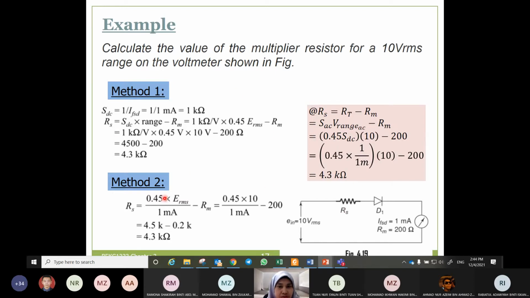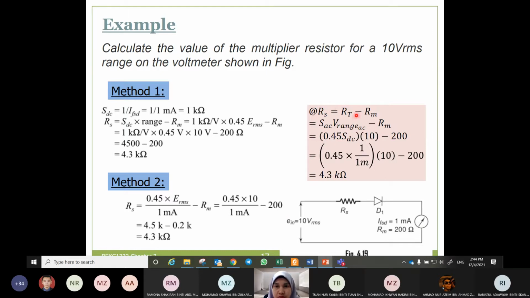There are a few methods. But the final answer must be the same. Okay. How to find RS? Okay, we know that RS is equal to R total minus Rm. Okay, RS is equal to R total minus Rm here. Okay, let's go to this method. So this will become method 3.